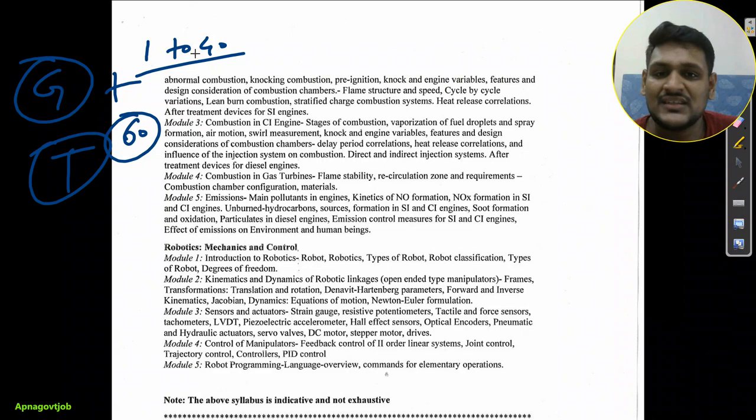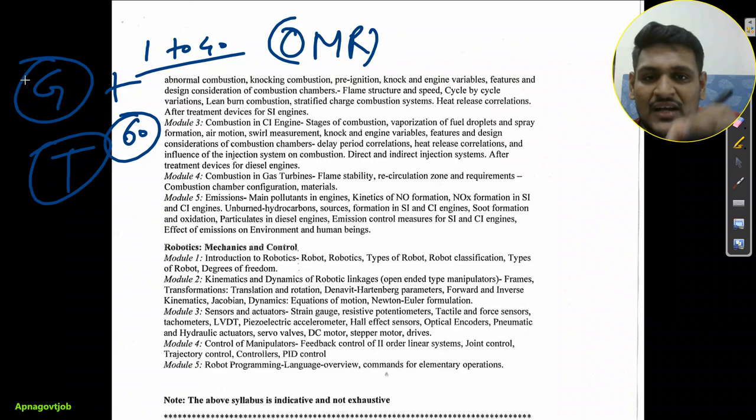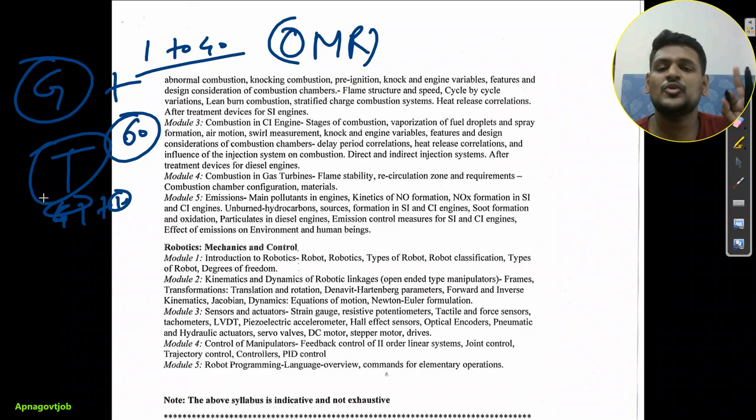Second priority, you will go to technical. Okay, the exam is offline. Okay, it is an OMR based exam. So what you will do: start with general, questions 1 to 40, then you can start from question 41 to 100 of technical. Whatever you can attempt quickly, just do that.